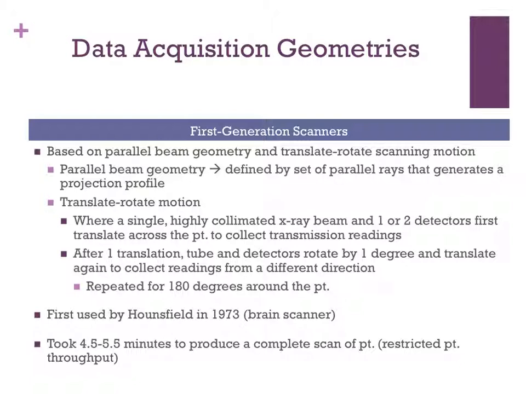And then after one transmission is completed, the tube and detectors rotate by 1 degree and translate again to collect readings from a different direction. This is repeated for 180 degrees around the patient, and the whole process is then known as rectilinear pencil beam scanning. This was first used by Hounsfield in 1973, and it was used for a brain scanner. The first exam took about 4.5 to 5.5 minutes to produce a complete scan of the patient.